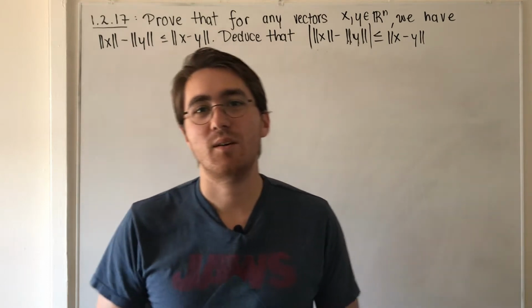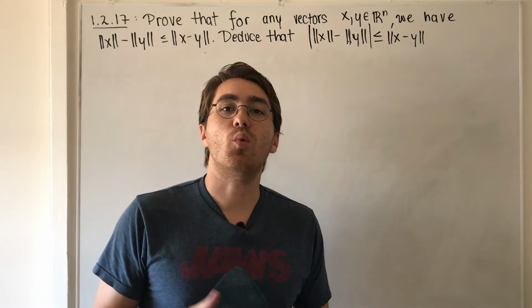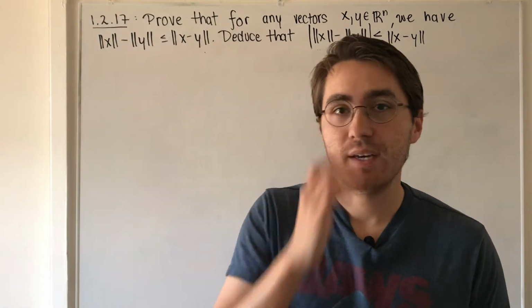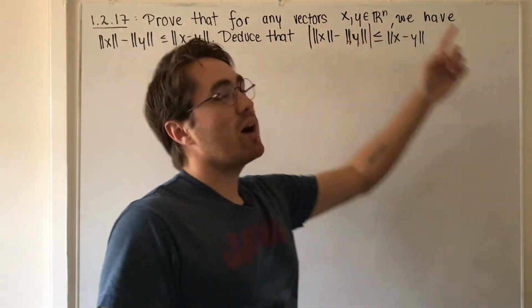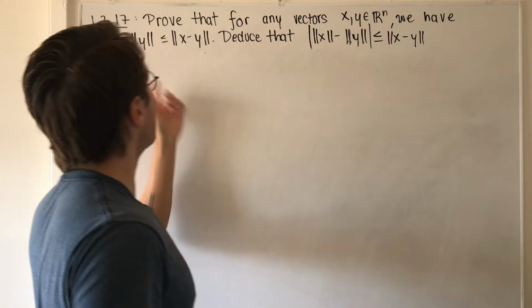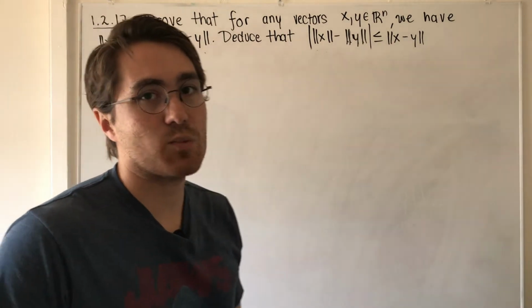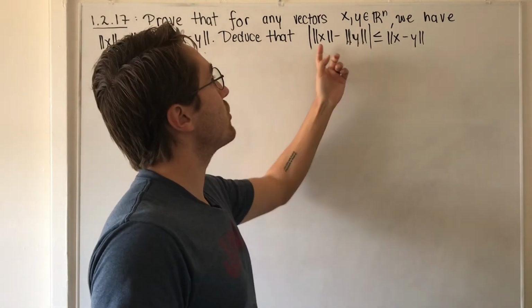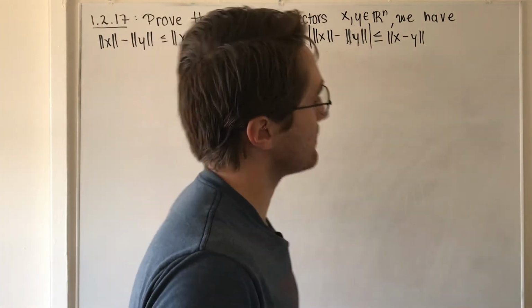Howdy folks, welcome back. We're going to be looking at Shifrin 1.2.17 today, so that's chapter 1, section 2, problem 17. The problem asks that we prove that for any vectors x and y in Rn, we have that the norm of x minus the norm of y is less than or equal to the norm of x minus y. And then we want to deduce that the absolute value of the norm of x minus the norm of y is less than or equal to the norm of x minus y.